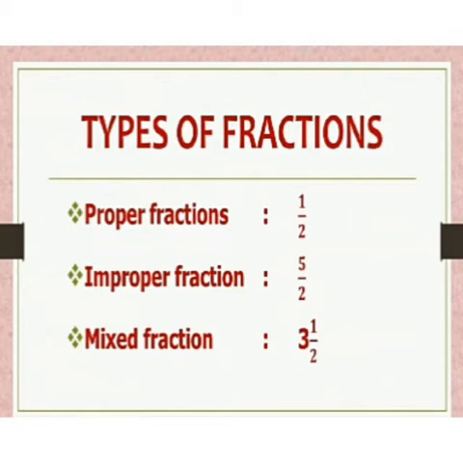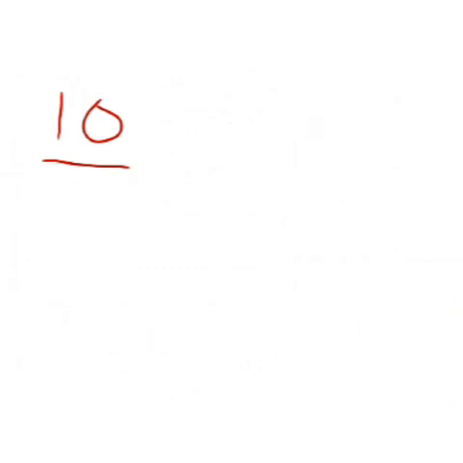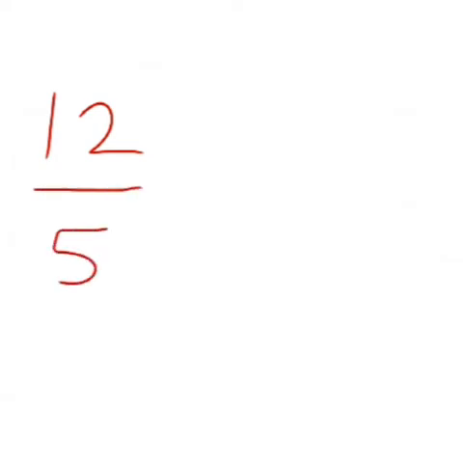Under fractions, you were taught conversion of fractions. We'll take this again. Under conversion of fractions, you can be asked to convert 12 all over 5. What does this mean? This means, how many times can you find 5 inside 12?